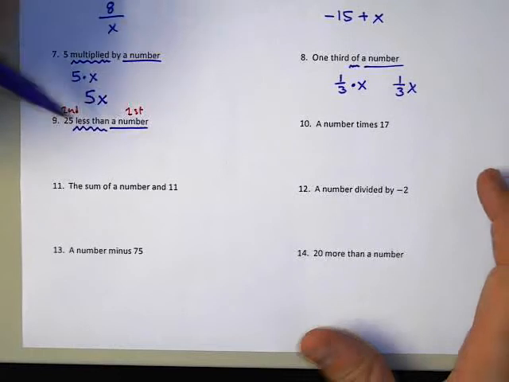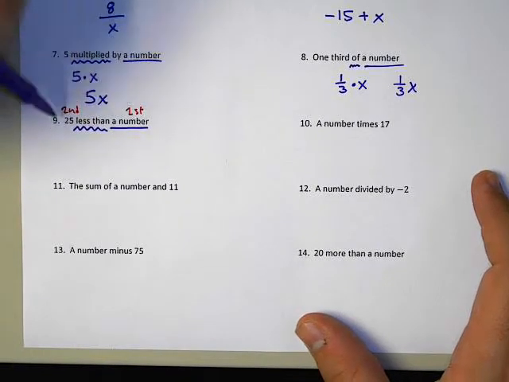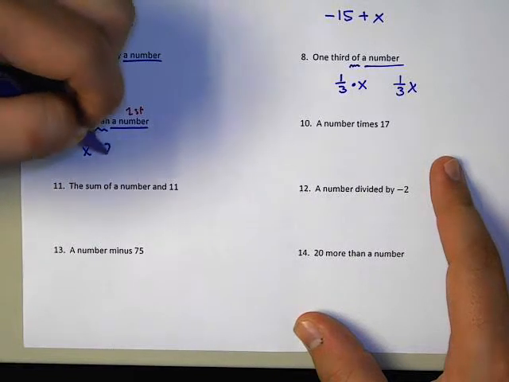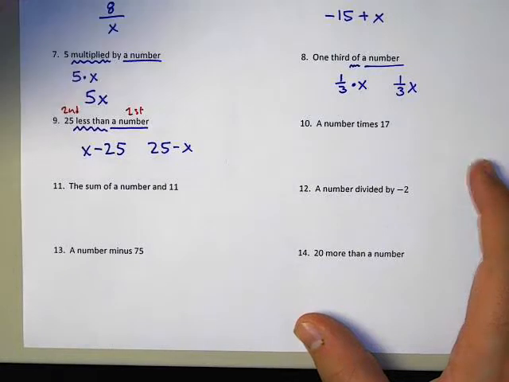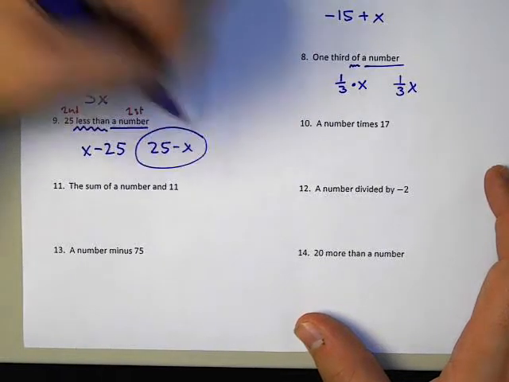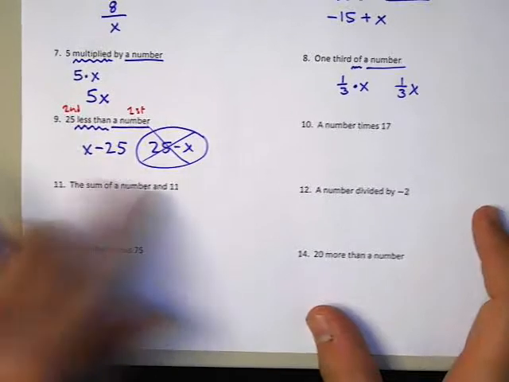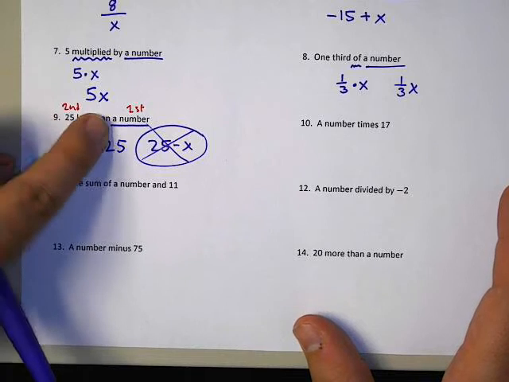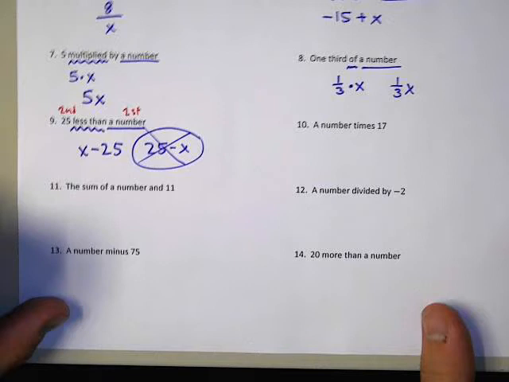25 less than a number means that you're starting at some number and taking 25 away, which means it's important that it's not 25 minus x, but x minus 25. So I'm actually going to write 25 minus x, and I am going to give a big cross out through it because that is not the same thing. These are different. 25 less than a number, or anything less than a number, is the only one where it switches places on you. Okay?